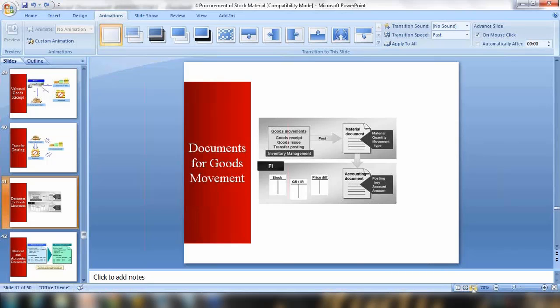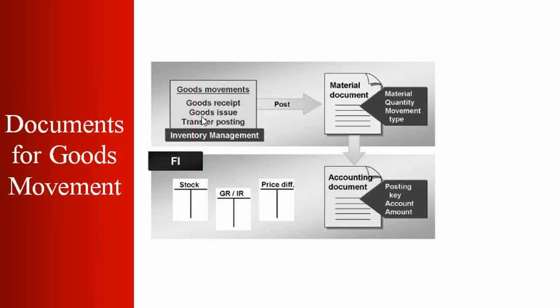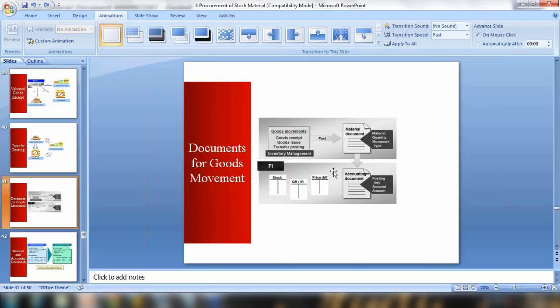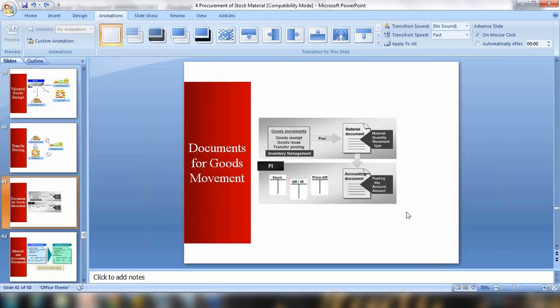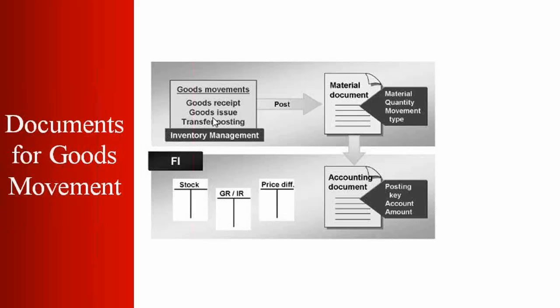So whenever you create a goods receipt, goods issue or transfer posting, the system will generate a material document all the time, and from the material document, an accounting document will be created. Again, it will not be created in this case, as I just said. In this case, no FI document is created because we're just doing the internal transfer. It's just changing the stock type. Otherwise, when you receive it from a vendor or issue it to production, it will create the accounting document along with the material document.